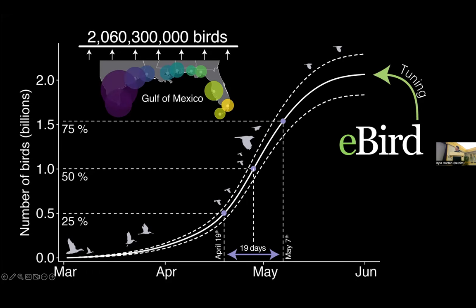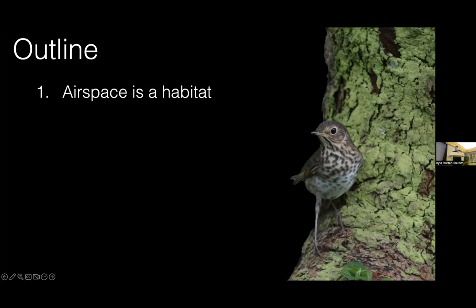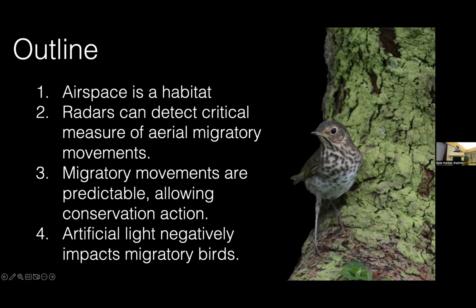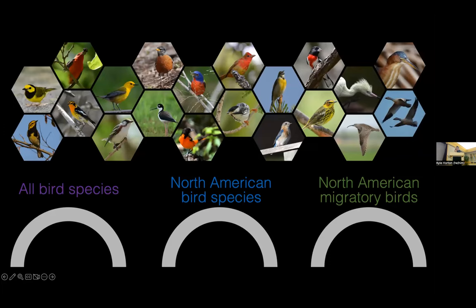Okay, so for today, I want to go through talking about airspace as habitat. Hopefully you'll be convinced of that. That we can use radars to measure the movement of migratory birds, that these movements of migratory birds are predictable, and that artificial light is one of the threats to migratory birds as they move north and south, depending on the season. Okay. So really quick, globally, there's about 10,000 plus species of birds around the world. About 19% of those are considered migratory, long distance, short distance, altitudinal, about 19%.